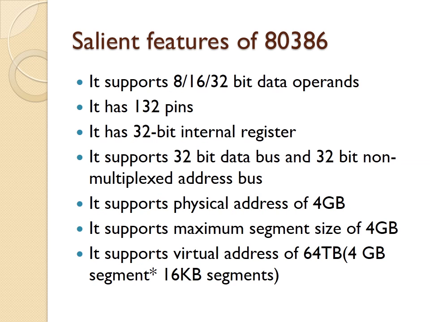Salient features of 80386. It supports 8, 16, 32-bit data operands. It has 132 pins. It has 32-bit internal register. It supports physical address of 4 GB, that is 2 to the power 2 into 2 to the power 30 bytes. So we need 32 bits to address 4 GB location. It supports maximum segment size of 4 GB. It supports virtual address of 64 terabyte, 4 GB segment into 16 KB segment.